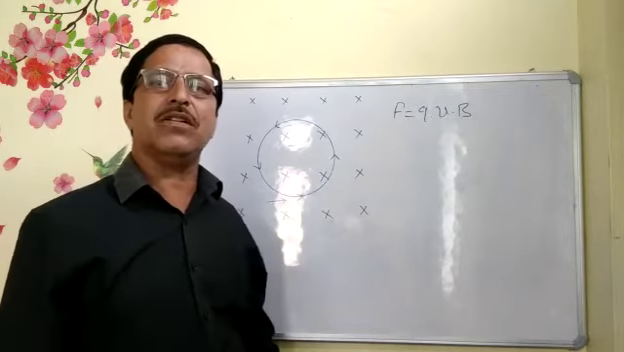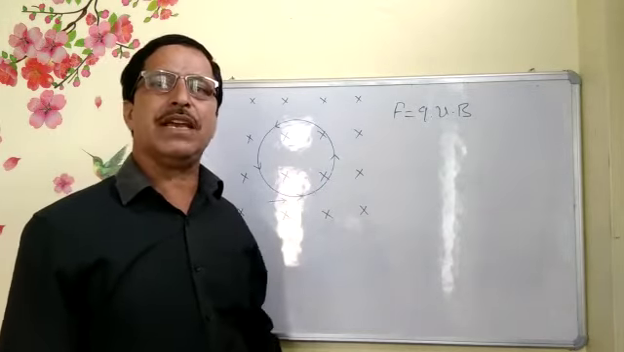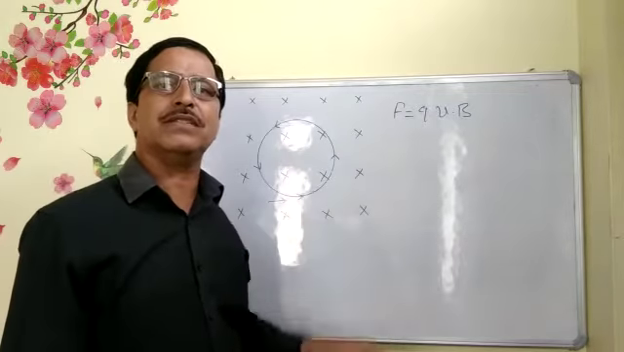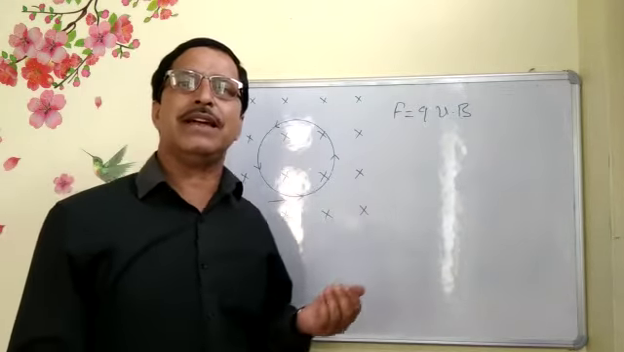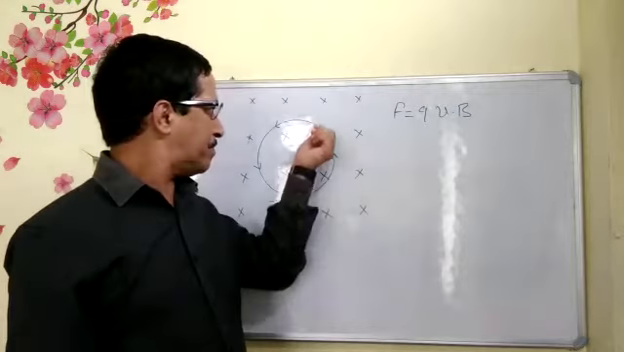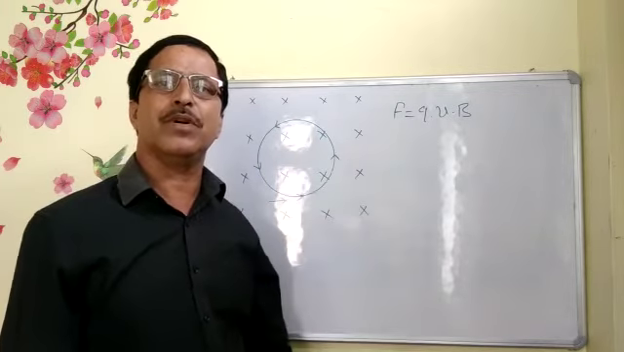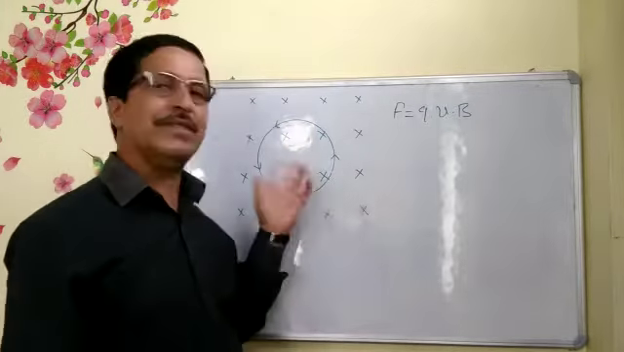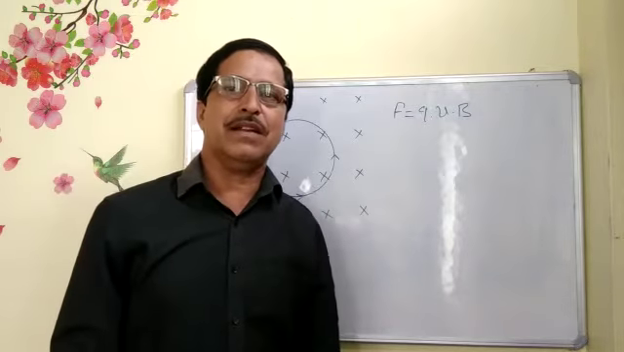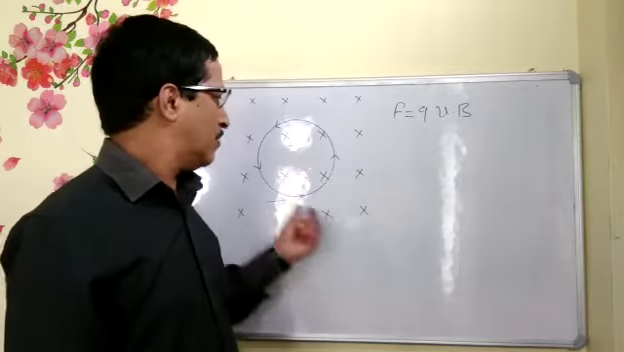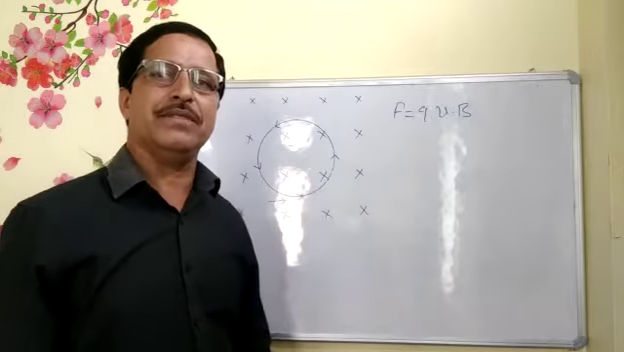The direction of the force experienced is given by Fleming's left hand rule, which causes this charged particle to move in a circular path. We will see that the time of revolution of the charged particle is fixed for a definite charge and a definite magnetic field. Let us first see the expression for the radius of the circle which the charged particle will move in when it is projected perpendicular to the magnetic field.